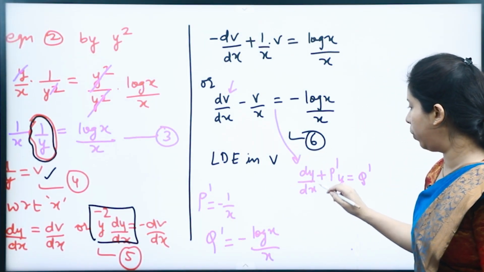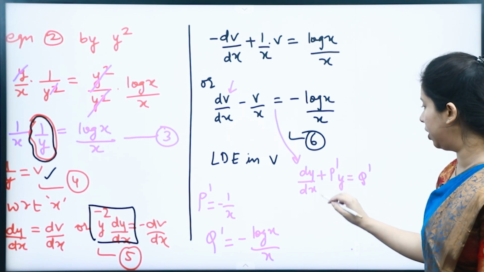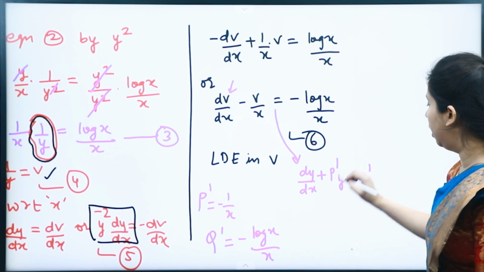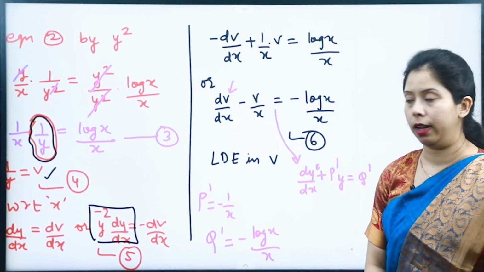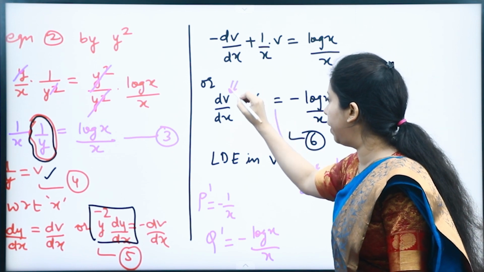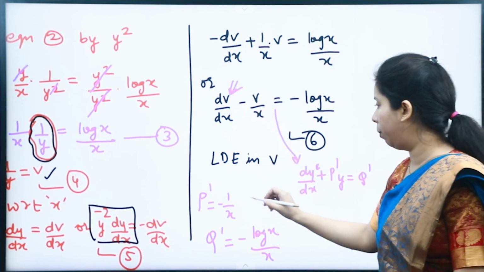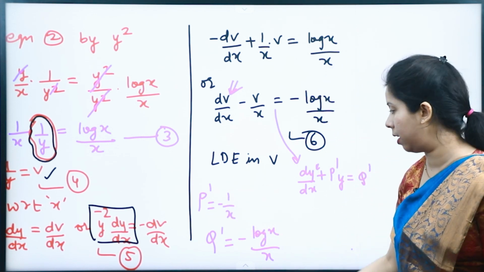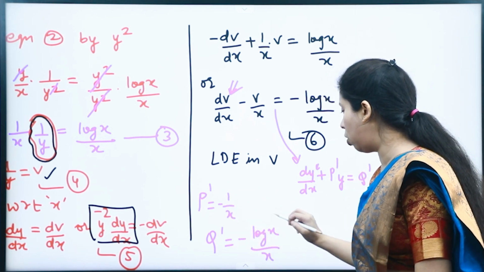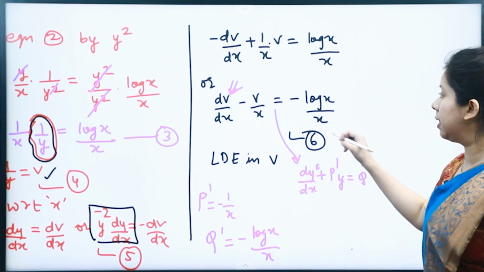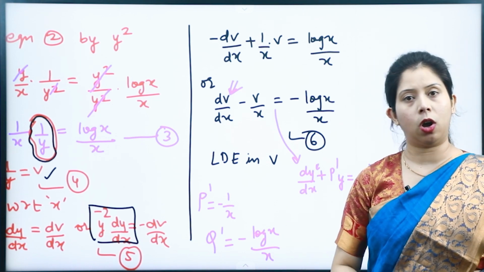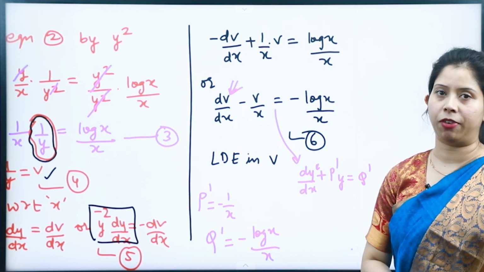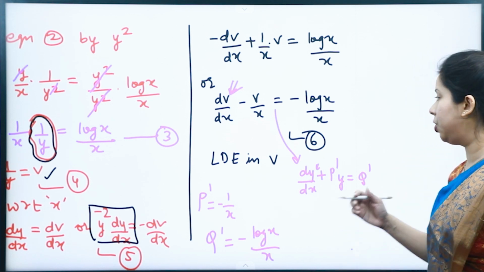So this is a linear differential equation in v. Now we can compare it with the standard form of linear differential equation, that is dy by dx plus p dash y is equal to q dash. Here the dependent variable was y and in this equation number 6 the dependent variable is v. So comparing the values, we will get the value of p dash as minus 1 by x and q dash as minus log x by x. Since this is a linear differential equation, we can solve it with the usual method: first find the integrating factor and then the general solution.